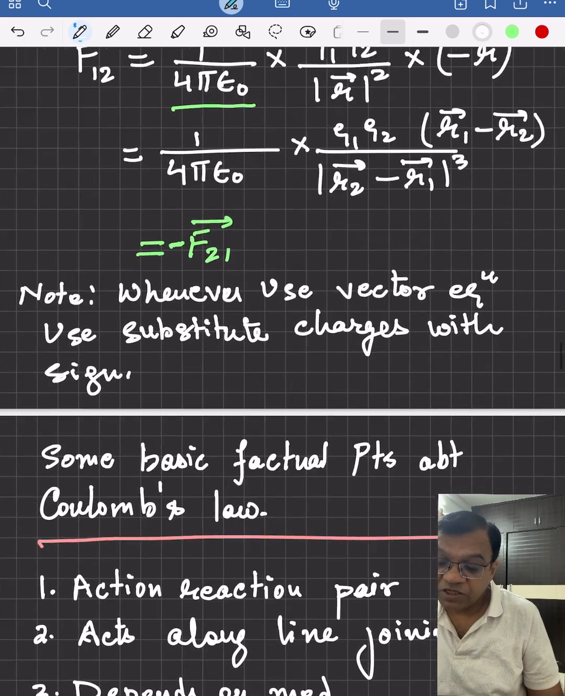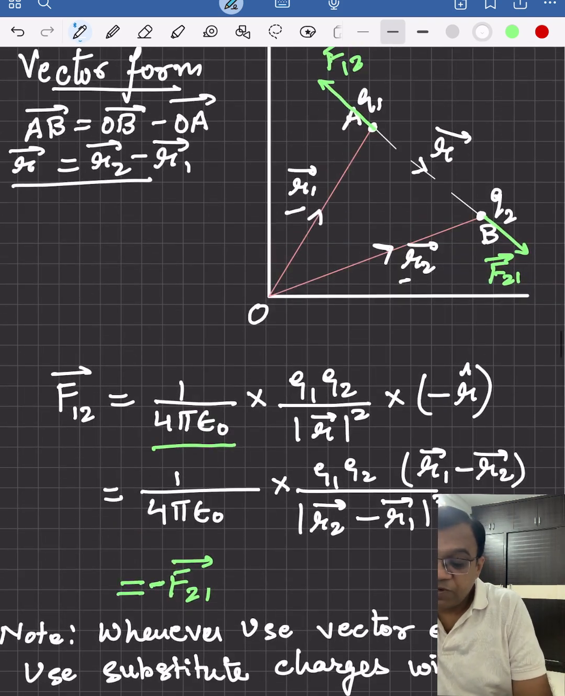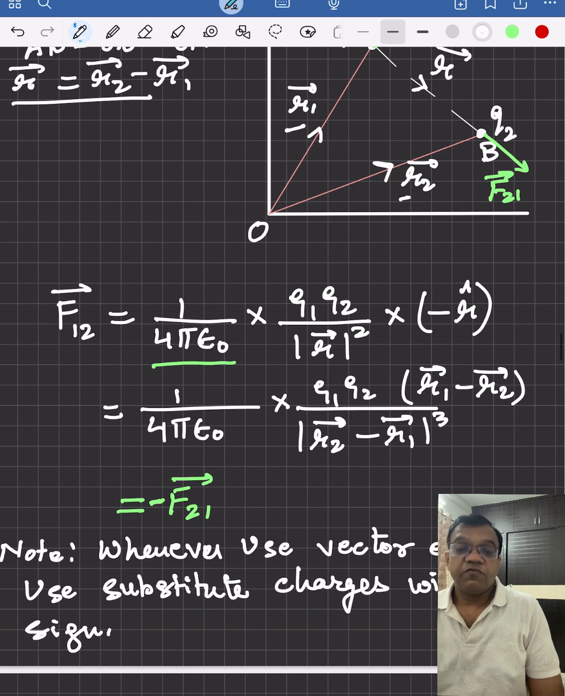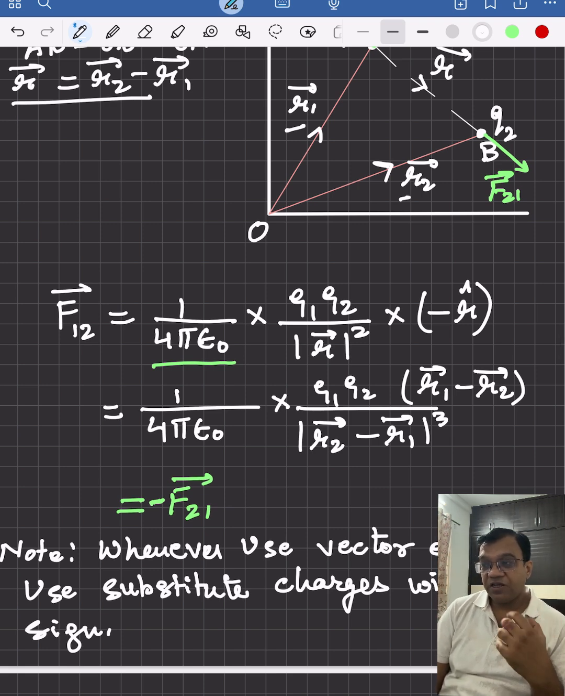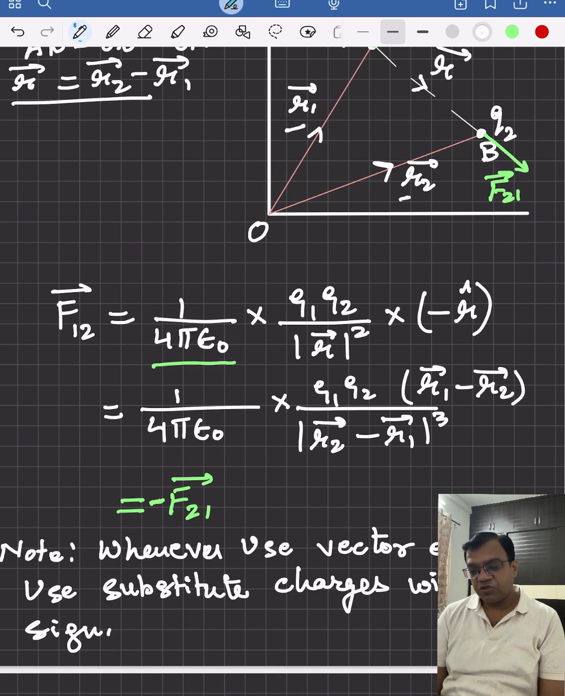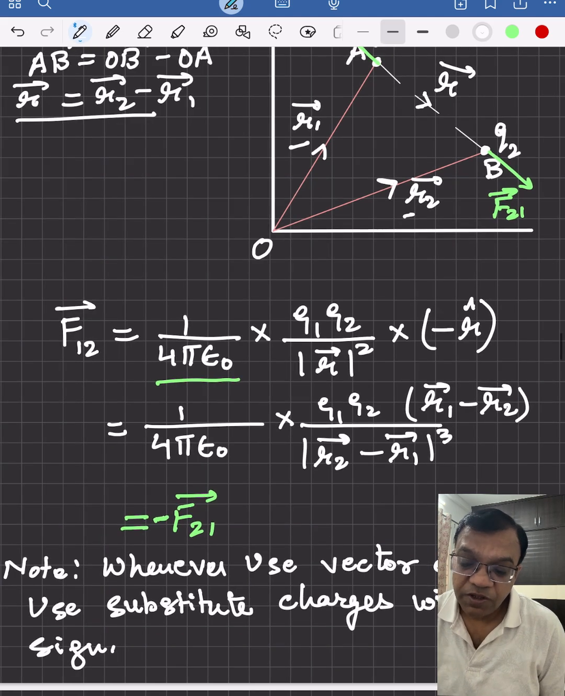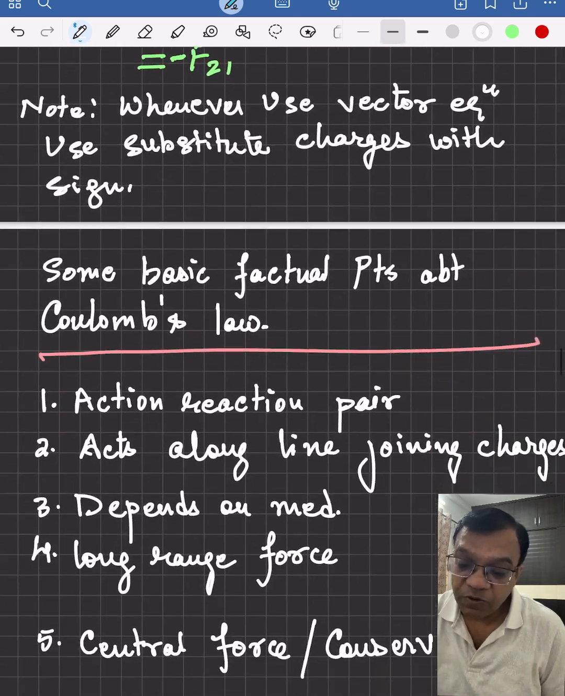So once again I'll say, when two charges are placed in space with position vectors r1, r2 in vector form, the force experienced by 1 due to 2 will be this one. Vector equations we generally use in three-dimensional cases, where it is no doubt the best way to use the vector equation, because we won't be able to visualize things in three-dimensional space. Now some basic factual points about Coulomb's law.